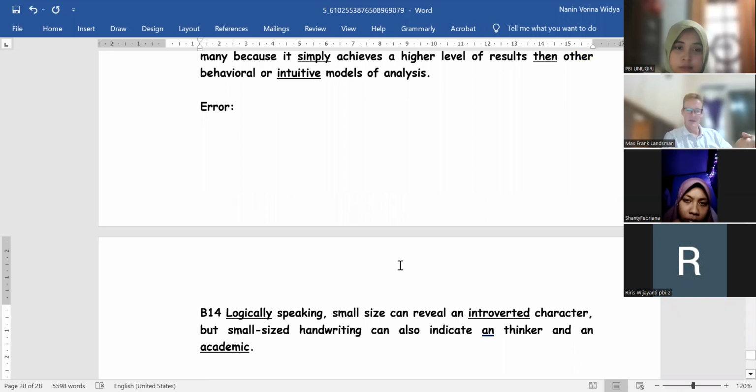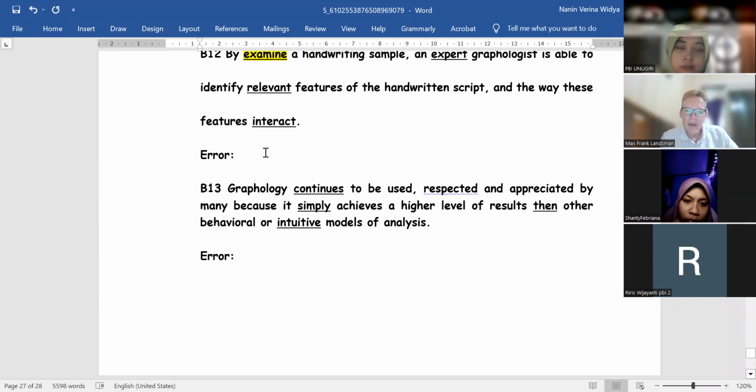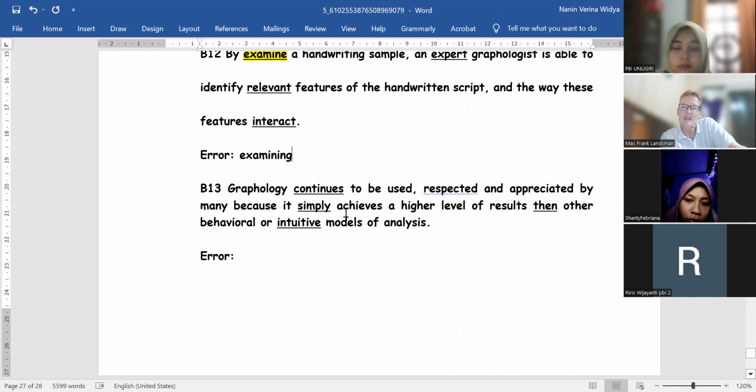B13. So 3 more to go. Graphology continues to be used, respected, and appreciated by many people because it simply achieves a higher level of results than other behavioral or intuitive models of analysis. Which one is wrong? It continues to be used, it's still used. It's not a thing of the past, it's not like an old-fashioned science, but it continues to be used. And it's respected. People show respect for it, think it's useful, and appreciate it.